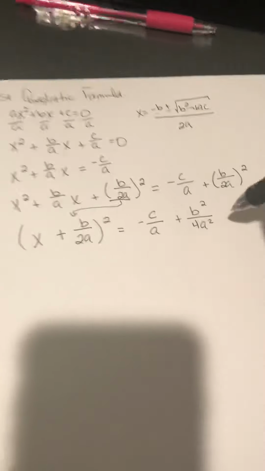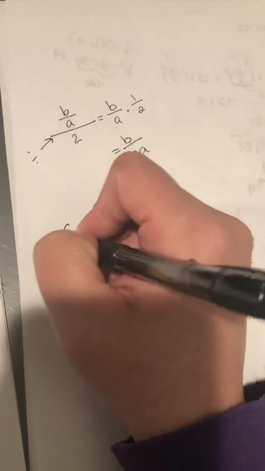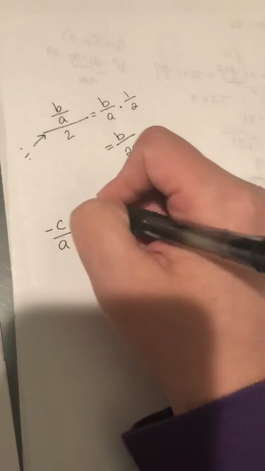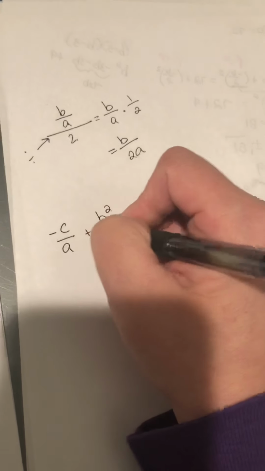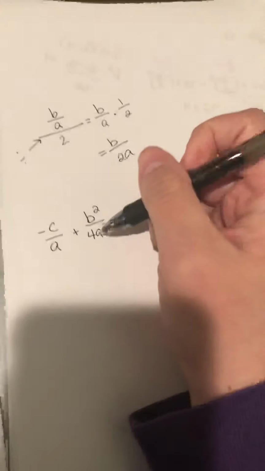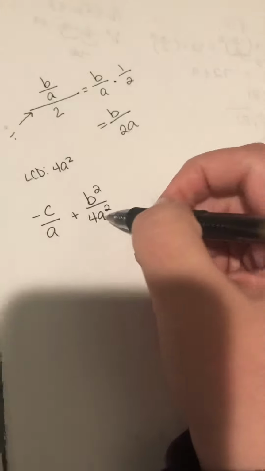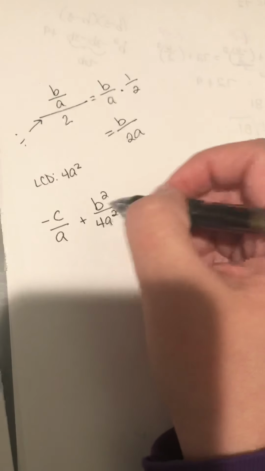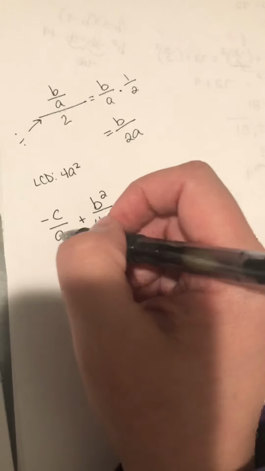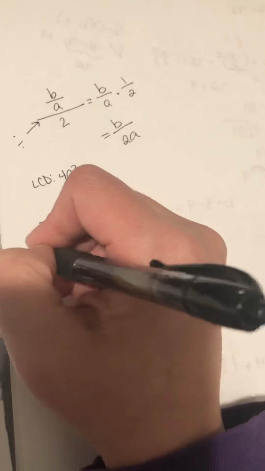So now to simplify this, I want to combine those. So let me do it over here as well so I don't mess up. Okay, so my least common denominator would be 4a squared, which means this one is okay. It's got 4a squared. I need to make this 4a squared. So to do that, I multiply by 4a.